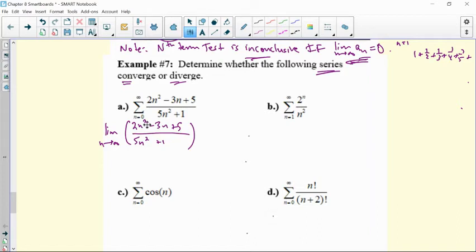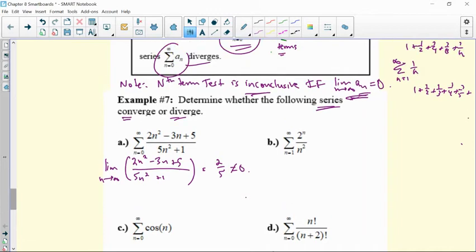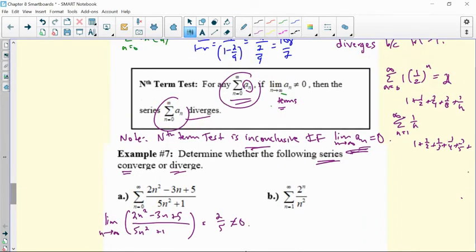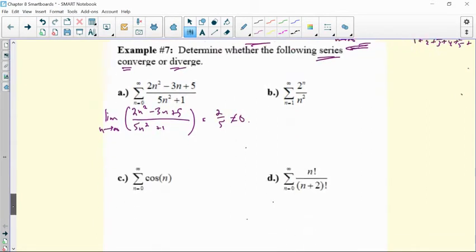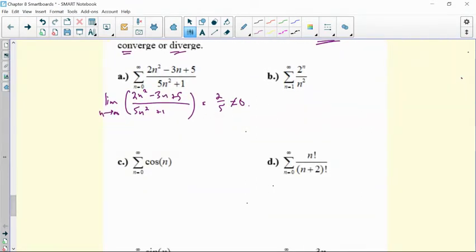Well, it's quadratic over quadratic. You're approaching infinity. So that limit is equal to 2/5. Well, 2/5 is not 0. So we can actually use the nth term test, right? The nth term test says if the limit of the terms does not equal 0, then the series diverges. So I would then make a conclusion.